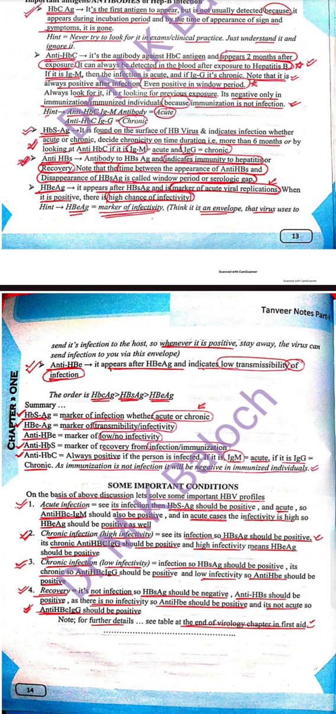Anti-HBe. It appears after HBe antigen and it indicates low transmissibility of infection. So easy. HBe antigen is for high chance of infectivity. तो इसके अगेंस्ट एंटीबॉडी आई तो फिर इस इन्फेक्टिविटी को कम करना चाहिए ना. So low transmissibility of infection.